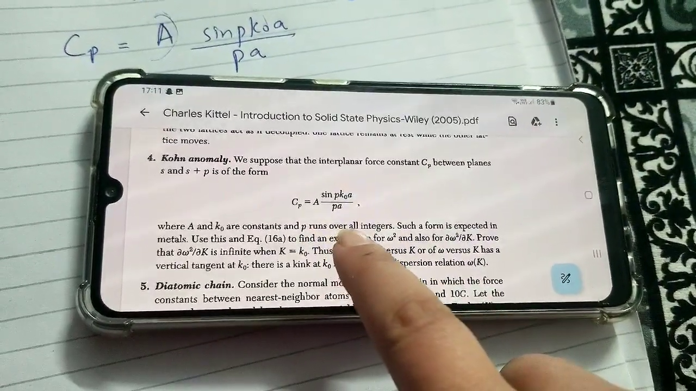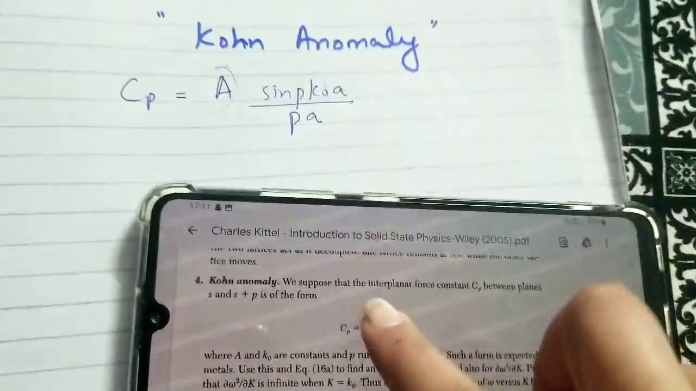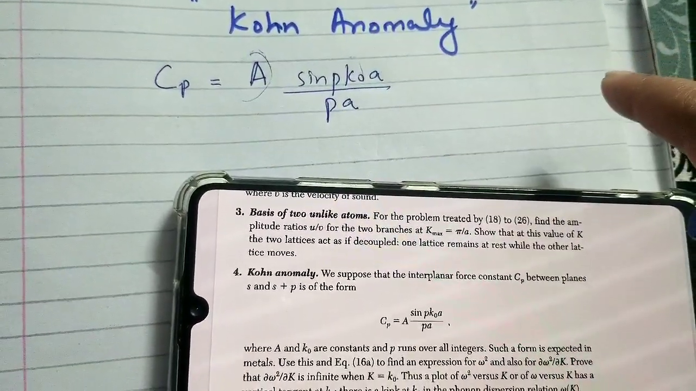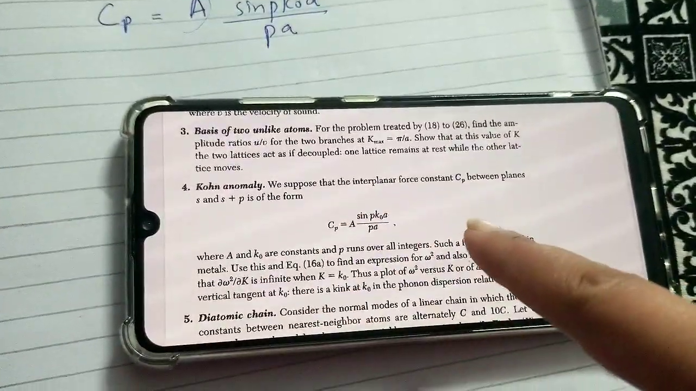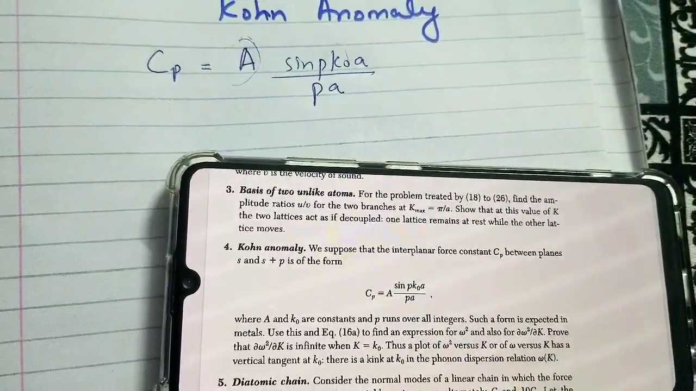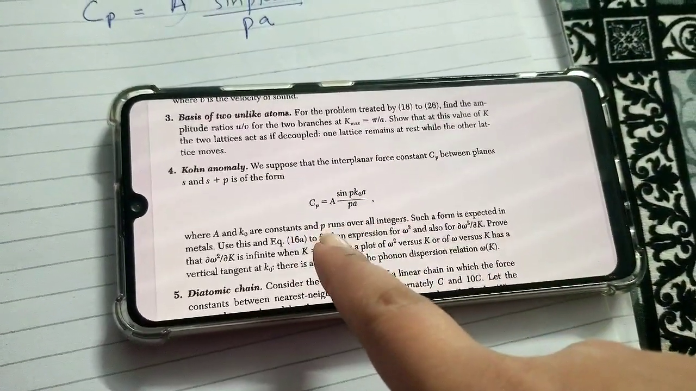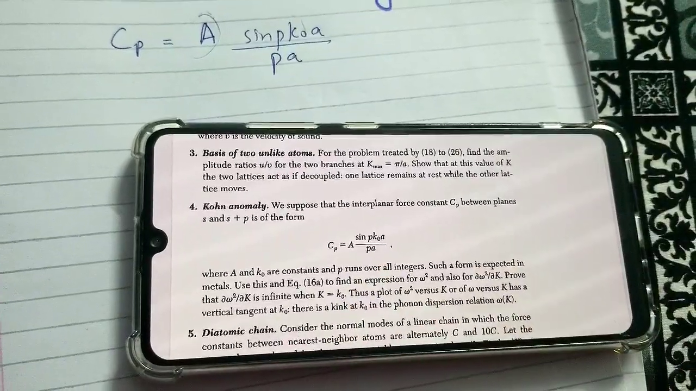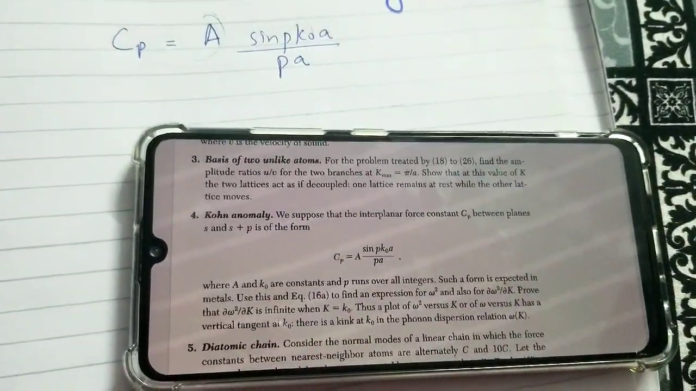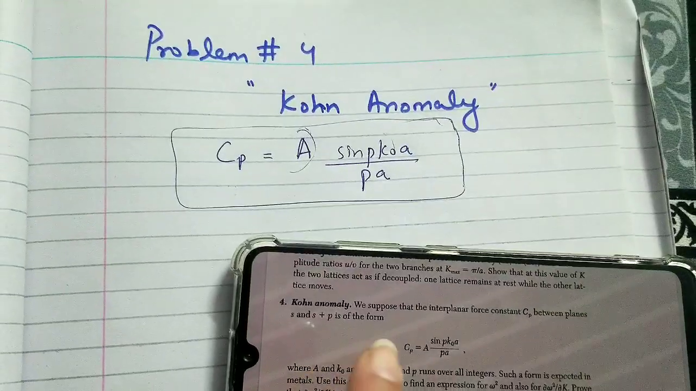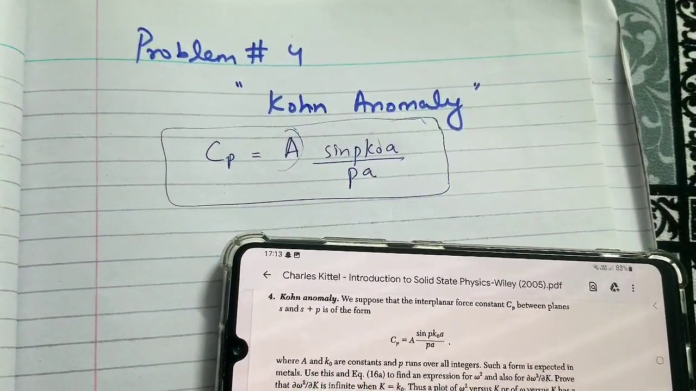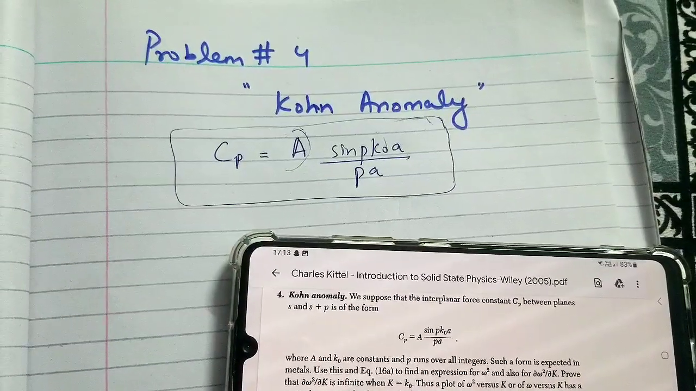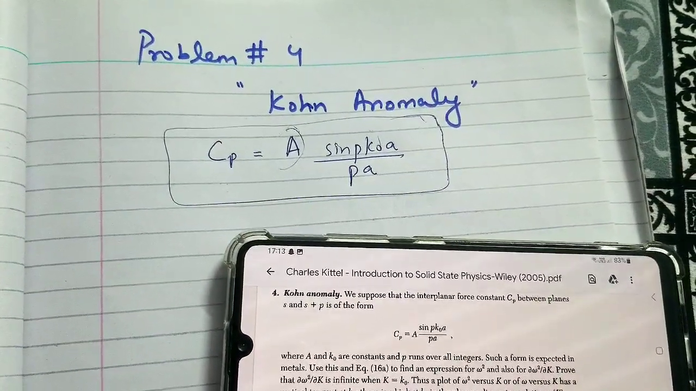p runs over all integers. p is a number that shows the number of the plane. For this particular problem, p is the number of the plane we are considering, and it is a variable, so there could be the first plane, second plane, third plane, or pth plane. It runs over all integers. It couldn't be negative, and it couldn't be a fractional number because we are counting the planes. There couldn't be a thing like a half plane.